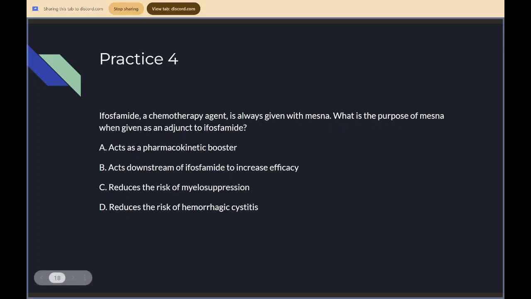Practice question 4. Ifosfamide, a chemotherapy agent, is always given with mesna. What is the purpose of mesna when given as an adjunct to ifosfamide? Choice A, acts as a pharmacokinetic booster. Choice B, acts downstream to increase efficacy. Choice C, reduces the risk of myelosuppression. Choice D, reduces the risk of hemorrhagic cystitis.